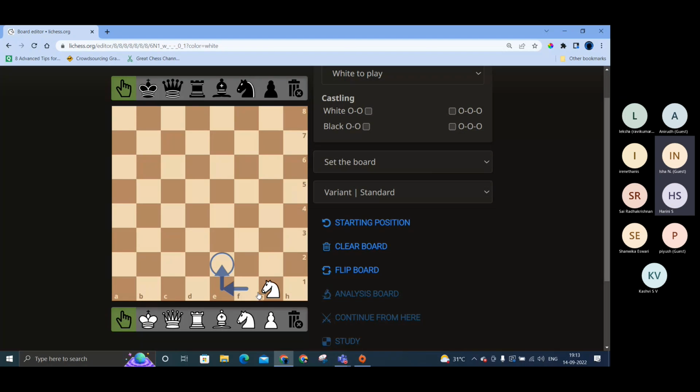Knight doesn't control the way. Knight is not like a rook. Knight is different. Knight only cares about the landing square. And then we learned knight is the only piece which can jump. Even if there is an opponent's piece, it can jump. Or if there is our own piece, it can still jump.